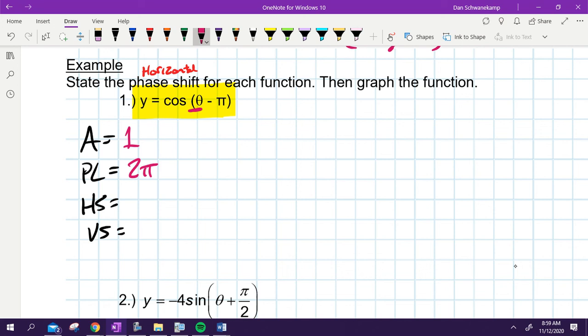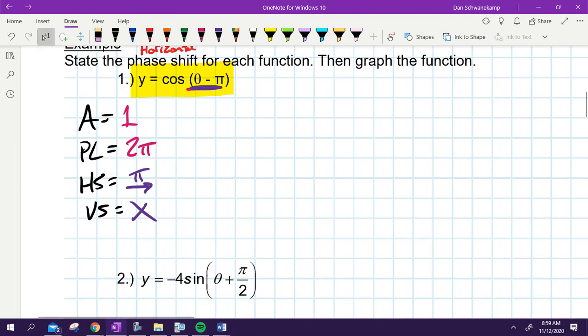Horizontal shift. Do I have a horizontal shift here? Yes, I've added or subtracted something inside the parentheses. I've got pi. You need to also state a direction, whether you draw an arrow or you write the line, point, which way are we going to go pi? If it's minus, we are going to the right pi. Vertical shift. Is there something tagged on the end that is going to move me up and down? No. So we don't have that.